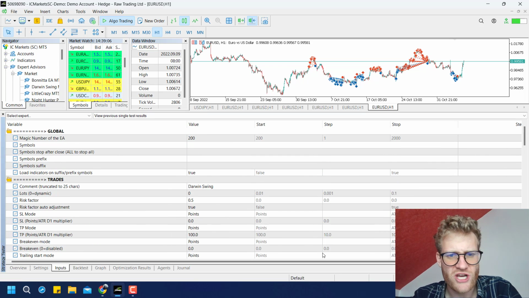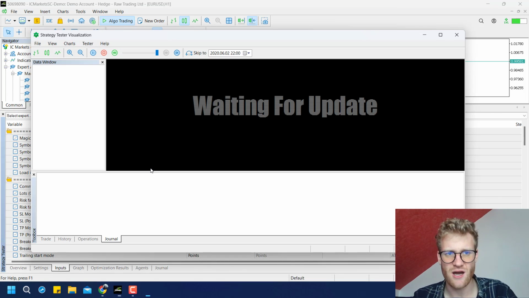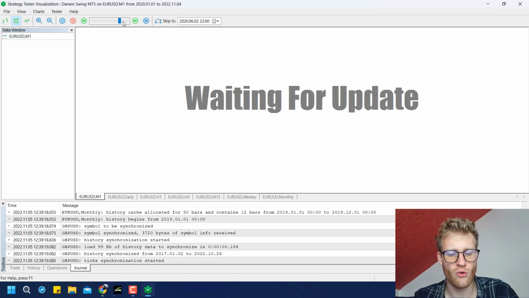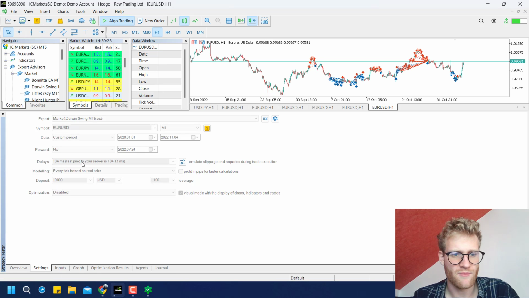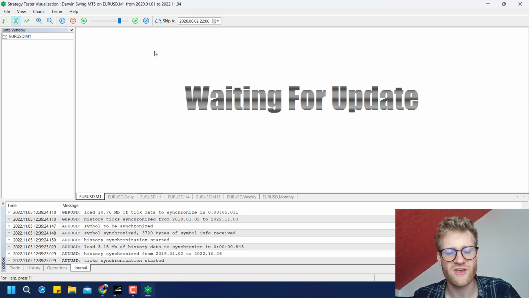So we didn't change a lot here, but we will just give it a quick run in the strategy tester and see how it works. So here you can see the strategy is now loading in the strategy tester. I am testing with the every tick based on real ticks modeling method, which is in my opinion the best modeling method, which will give you the most accurate results. Still, I do not think this modeling method is perfect.